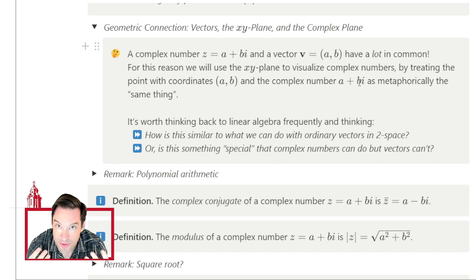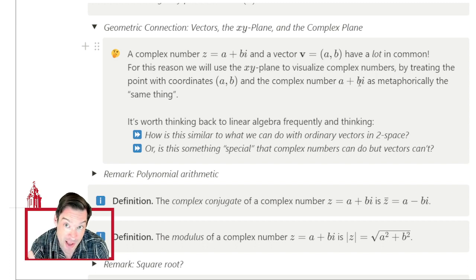But as we go forward with this viewpoint, it may be worth thinking occasionally, how much of what we're doing here is exactly the same as what we would have done with vectors in linear algebra, and how much of it is new? Because it turns out that as soon as we're working with complex numbers instead of vectors in the xy plane, we end up getting more arithmetic than we bargained for.